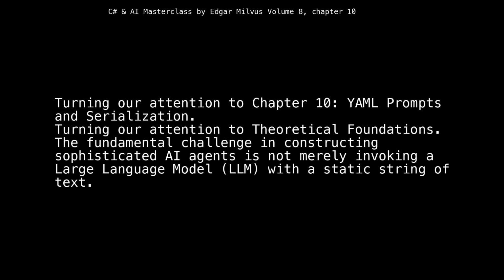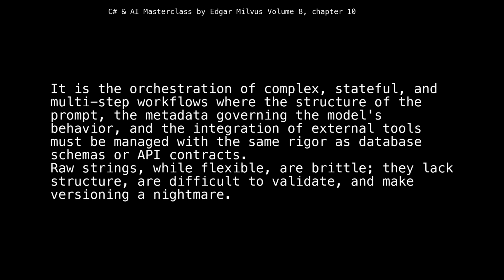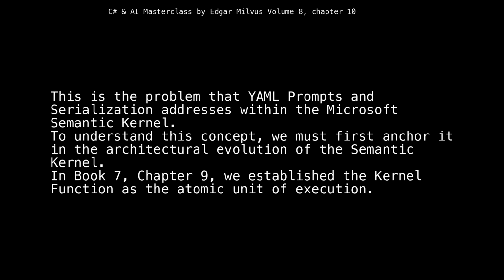The fundamental challenge in constructing sophisticated AI agents is not merely invoking a large language model, LLM, with a static string of text. It is the orchestration of complex, stateful, and multi-step workflows where the structure of the prompt, the metadata governing the model's behavior, and the integration of external tools must be managed with the same rigor as database schemas or API contracts. Raw strings, while flexible, are brittle. They lack structure, are difficult to validate, and make versioning a nightmare. This is the problem that YAML prompts and serialization addresses within the Microsoft Semantic Kernel.